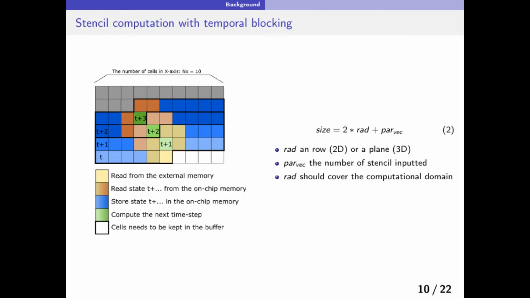Combining temporal blocking with the buffer presented previously results in consecutive buffers that store the results of the computation at different time steps. So here, the buffer in blue at t allows to compute for the time step t plus 1 and store its results in the next buffer, which will compute and store its results in the next buffer, and finally we'll be able to compute for the time step t plus 3. The size of these buffers depends on the size of the computational domain.